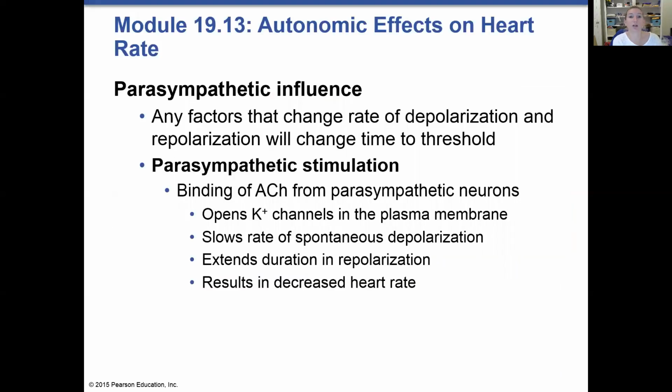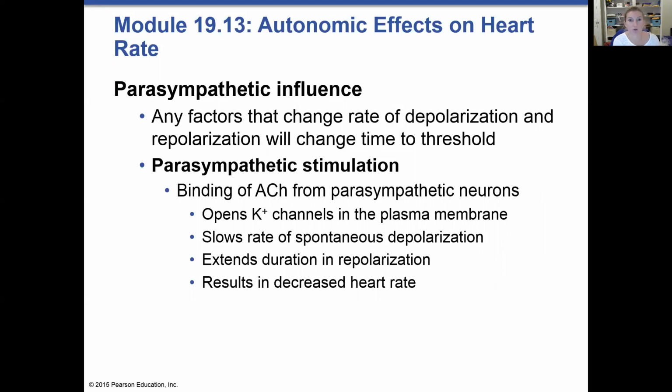Our heart is actually under parasympathetic influence. Any factors that change the rate of the depolarization are most of the time parasympathetic. The parasympathetic stimulation on our heart is typically acetylcholine from the parasympathetic neurons, like the vagus nerve, for instance. It opens the potassium channels, and that's going to slow the rate of depolarization by hyperpolarizing those cells. It extends the duration of that repolarization and ultimately slows the heart rate.